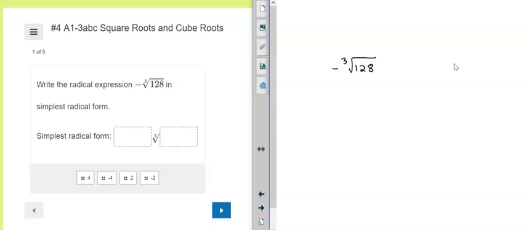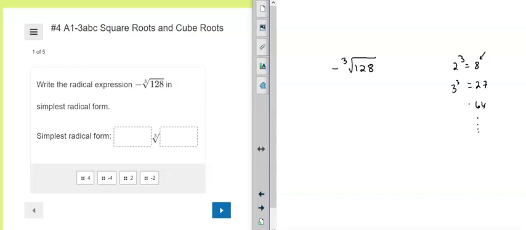What are some perfect cubes? For example, 8 is a perfect cube right here because the cube root of 8 is 2. 27 is a perfect cube because the cube root of 27 is 3, because 3 cubed is 27. 3 times 3 times 3 is 27. And then 64, and then so on, okay?